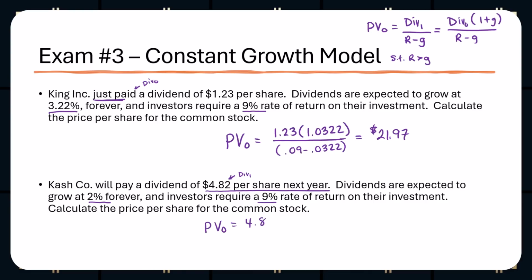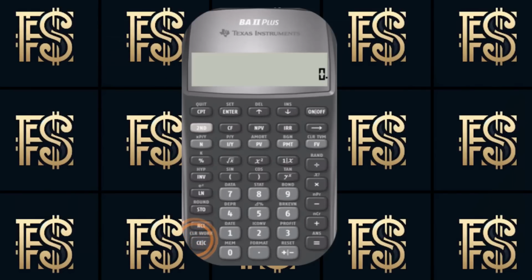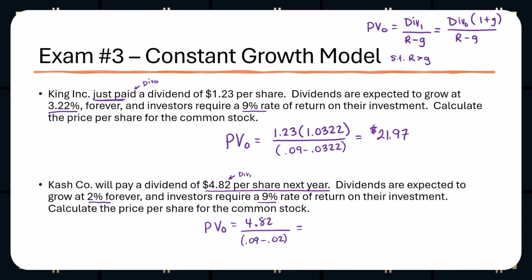This one is much easier because we don't have to grow the dividend. We just take the $4.82 and simply divide it by 0.07, which is the required rate of return, minus that dividend growth rate of 2%. So we'll take 4.82, we will divide that by 0.07, and we find that the price of the common stock is $68.86.